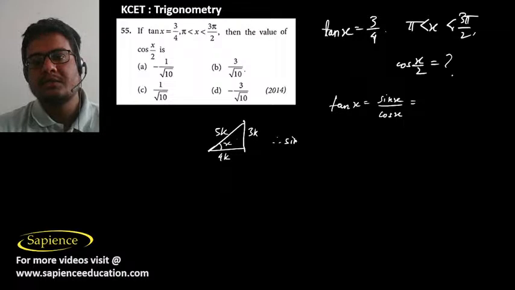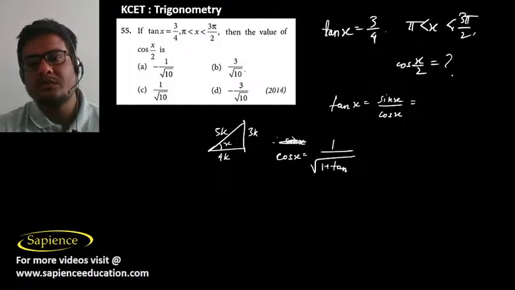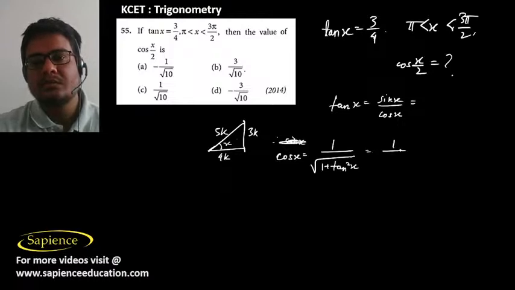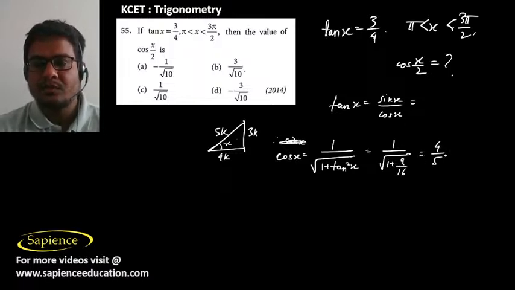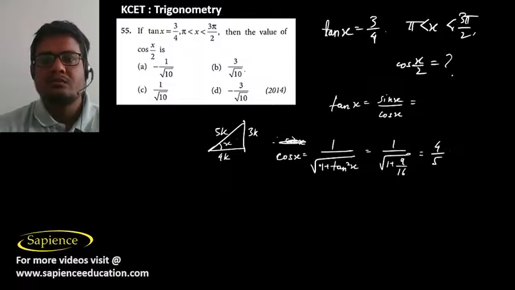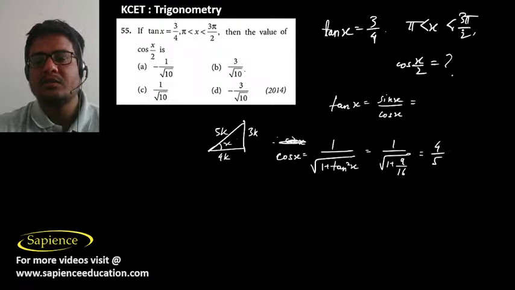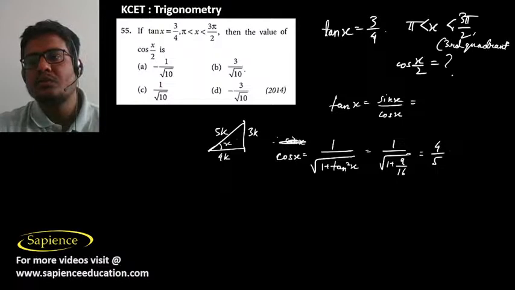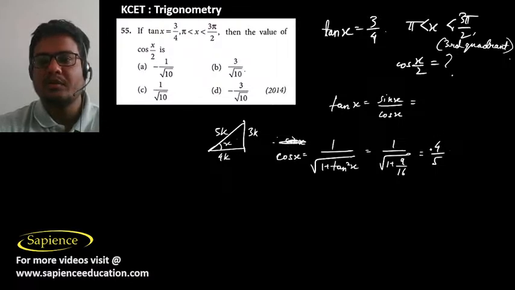Now therefore cos x will be equal to 1 by square root of 1 plus tan square x, obviously. So that is 1 by square root of 1 plus 9 by 16, that is 4 by 5. Cos x, that is 4 by 5. So x is lying in between pi to 3 pi by 2, so it is in the third quadrant. X is in the third quadrant, so therefore cos will have negative value. So cos x will be minus 4 by 5.